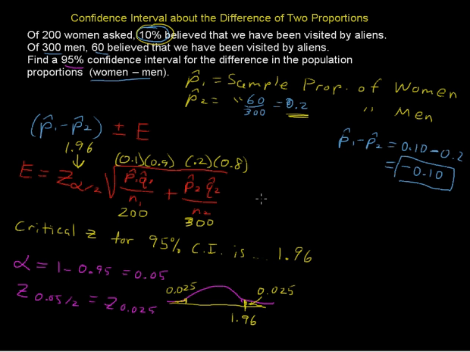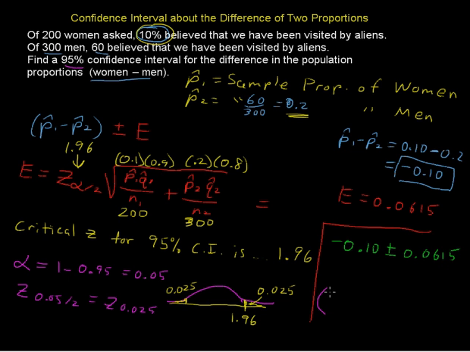So in the end, after all of that, this error, I'll write it over here, this error is 0.0615. So what you have for your confidence interval is negative 0.10 plus or minus 0.0615, or written another way, you could say it in this interval fashion, negative 0.1615 to negative 0.0385. So interesting there that the entire interval is less than 0, is negative, and that would come up if you were doing a hypothesis test.